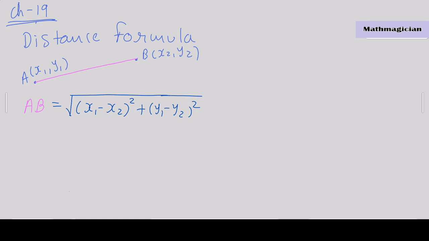So now to understand this, we solve one question. Let's start with Check Your Progress 19.2. First question: find the distance between each of the following pairs of points. Here first A is given, that is 3, 2 and 11, 8. As these two points are given, let's name this as A and this as B.